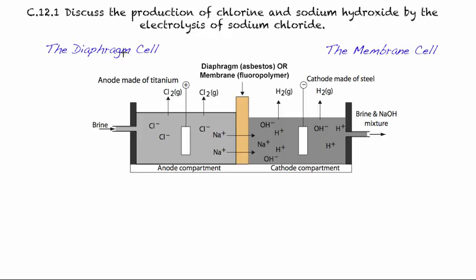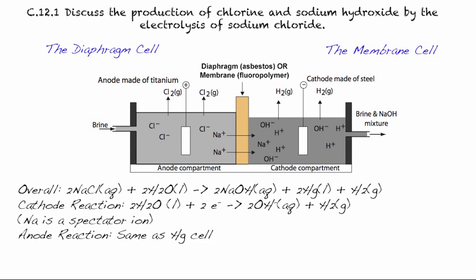Now the difference between these two cells is what they use as a separator. In the diaphragm cell, they would use asbestos, which you may have heard of before. It's actually something that can cause a lot of damage to people's lungs, so we don't use this one as much anymore. We've replaced it with a membrane instead. This membrane is made of something called a fluoropolymer, which basically means it's a repeating polymer chain that includes fluorine. That allows us to be selectively permeable to only the sodium ions without having to use something that's dangerous to human health.